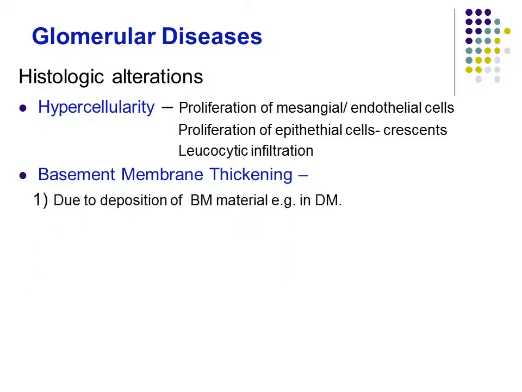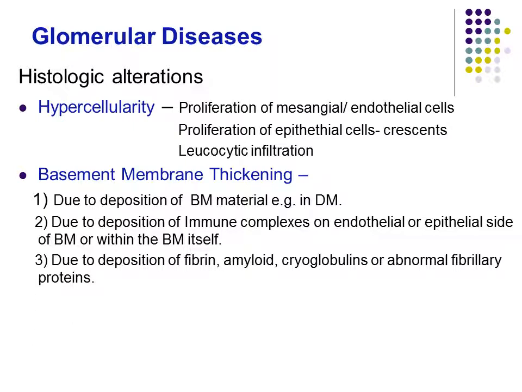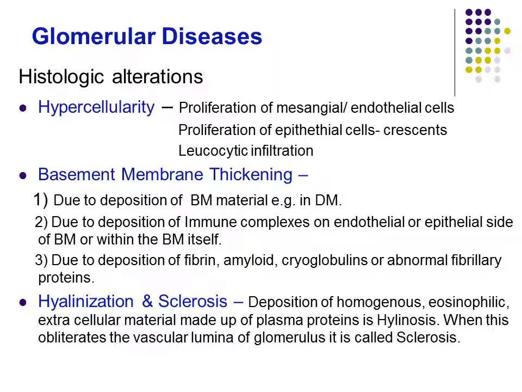There could be basement membrane thickening. This basement membrane thickening could be because of deposition of basement membrane material, like in diabetes mellitus, due to deposition of immune complexes on the endothelial or epithelial side of the basement membrane. You know that the endothelial cells and epithelial cells are present on either side of the basement membrane. So below these cells, there could be deposition of immune complexes, or it could be deposited in the basement membrane itself. Due to deposition of materials like fibrin, amyloid, cryoglobulins, or abnormal fibrillary proteins, you can see that the basement membrane is thickened.